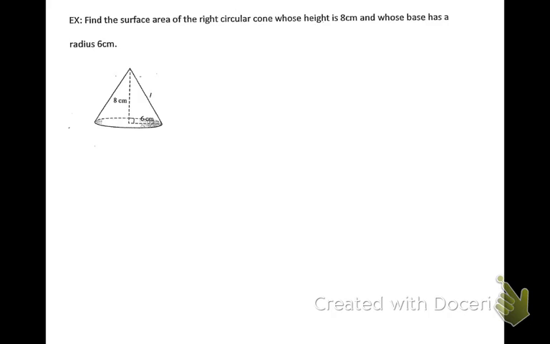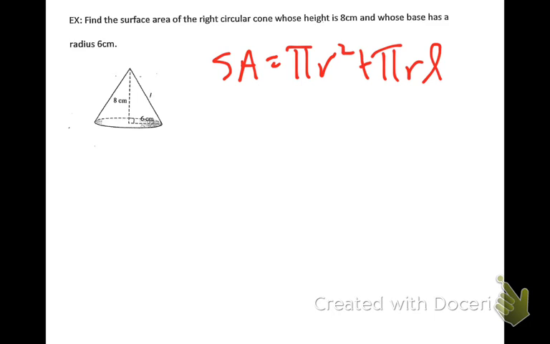Let's do an example. Surface area of a right circular cone whose height is 8 and base has a radius of 6. We write our general formula. Surface area equals pi r squared plus pi r L. There's some work I have to do before I can plug into the formula. What is that? What do I need to do? Nina? We need to find the slant height.